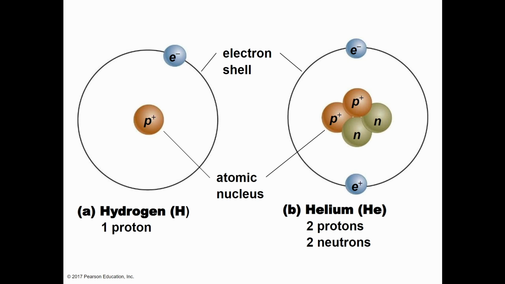Hydrogen is so simple that it's only made up of one proton sitting in the atomic nucleus and one electron sitting in the first orbital, or electron shell. Over on the right, B, we're looking at helium. Helium has two protons, two neutrons, and two electrons.